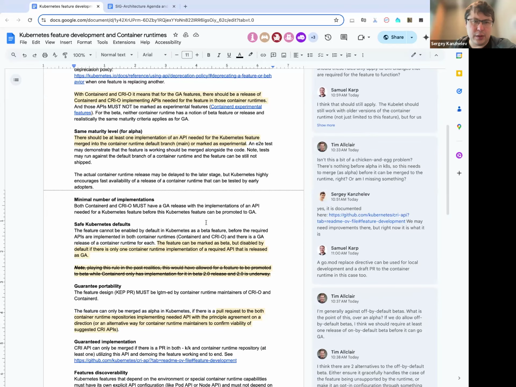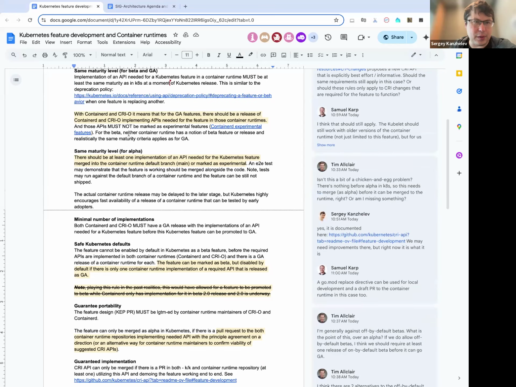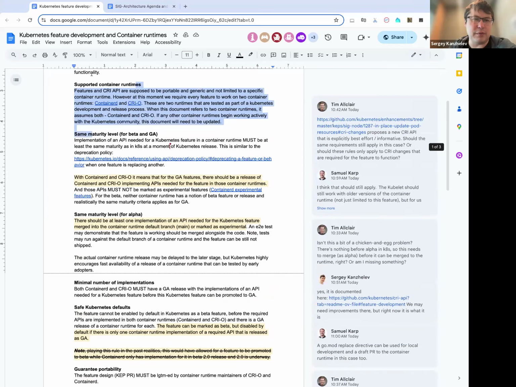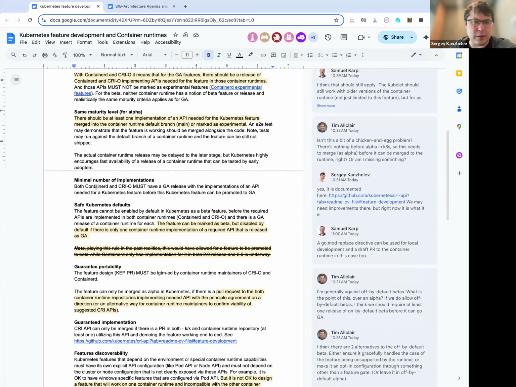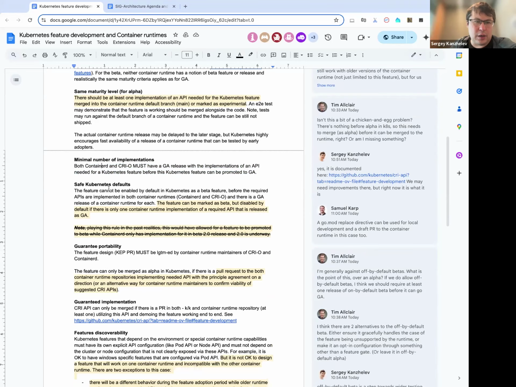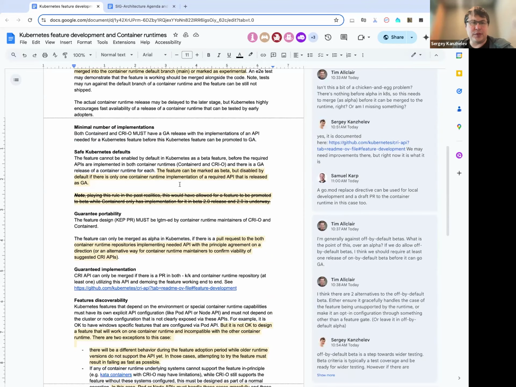Okay. Minimal number of implementations. I didn't mention that. I think the same maturity level didn't talk about the number of implementations. I'll need to review it. Maybe it was an artifact from the past. So we require two implementations for GA. Then, Kubernetes defaults. This is interesting.